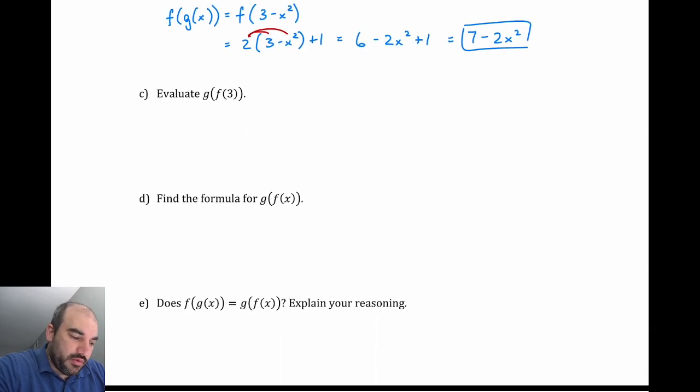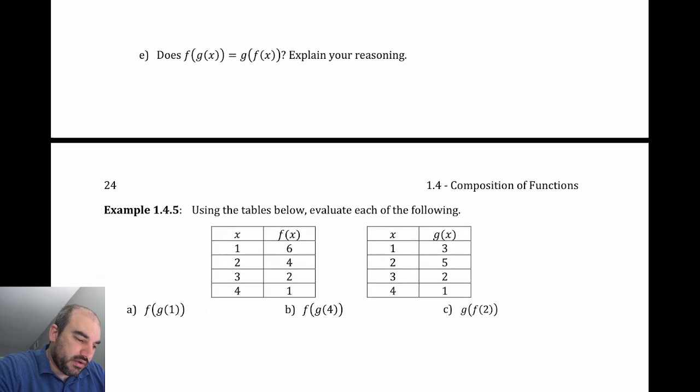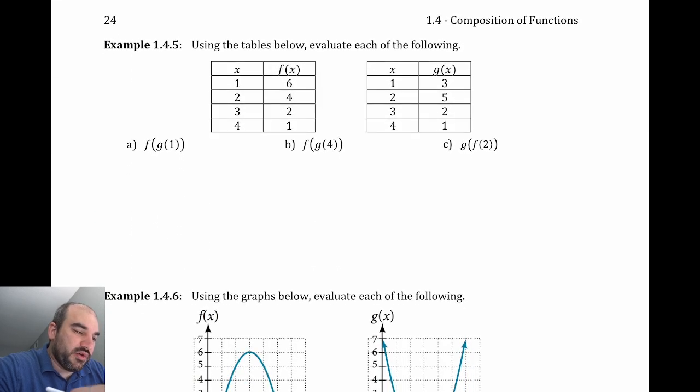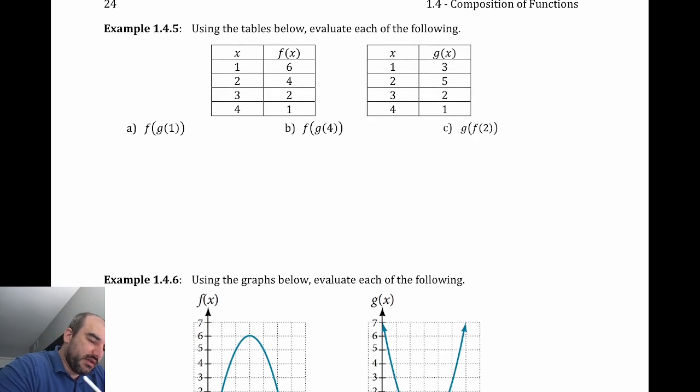Okay, you guys can try the other ones on your own. Using the tables below, evaluate each of the following. I will just do one of these. I'll do part A, so you can do the rest. f of g of 1. We have 2 tables here, right? It's important to identify the tables.